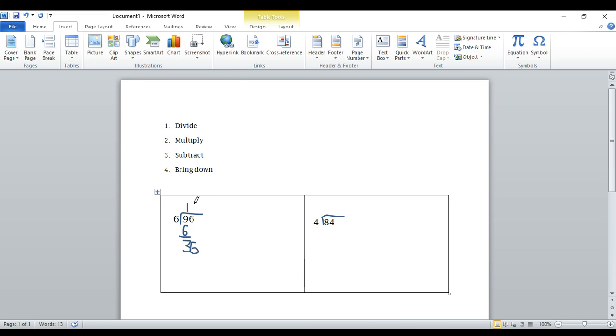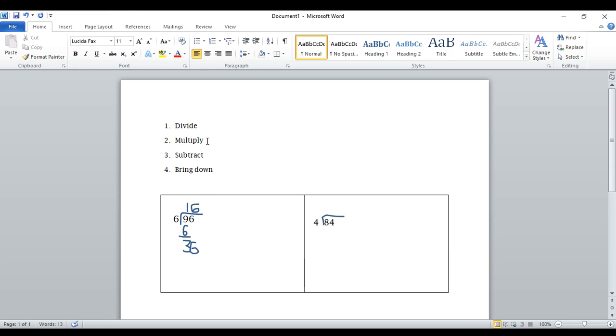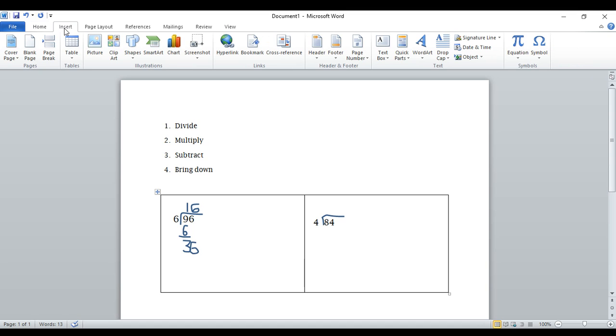And then our next step after divide is multiply. And what are we going to multiply? We're going to multiply this 6 times this 6. We're always multiplying a number up here by the divisor, this one out here. So we did this one earlier. Now we have to do this one. 6 times 6. And what is 6 times 6? Well, it is 36. So we're going to write that right here.